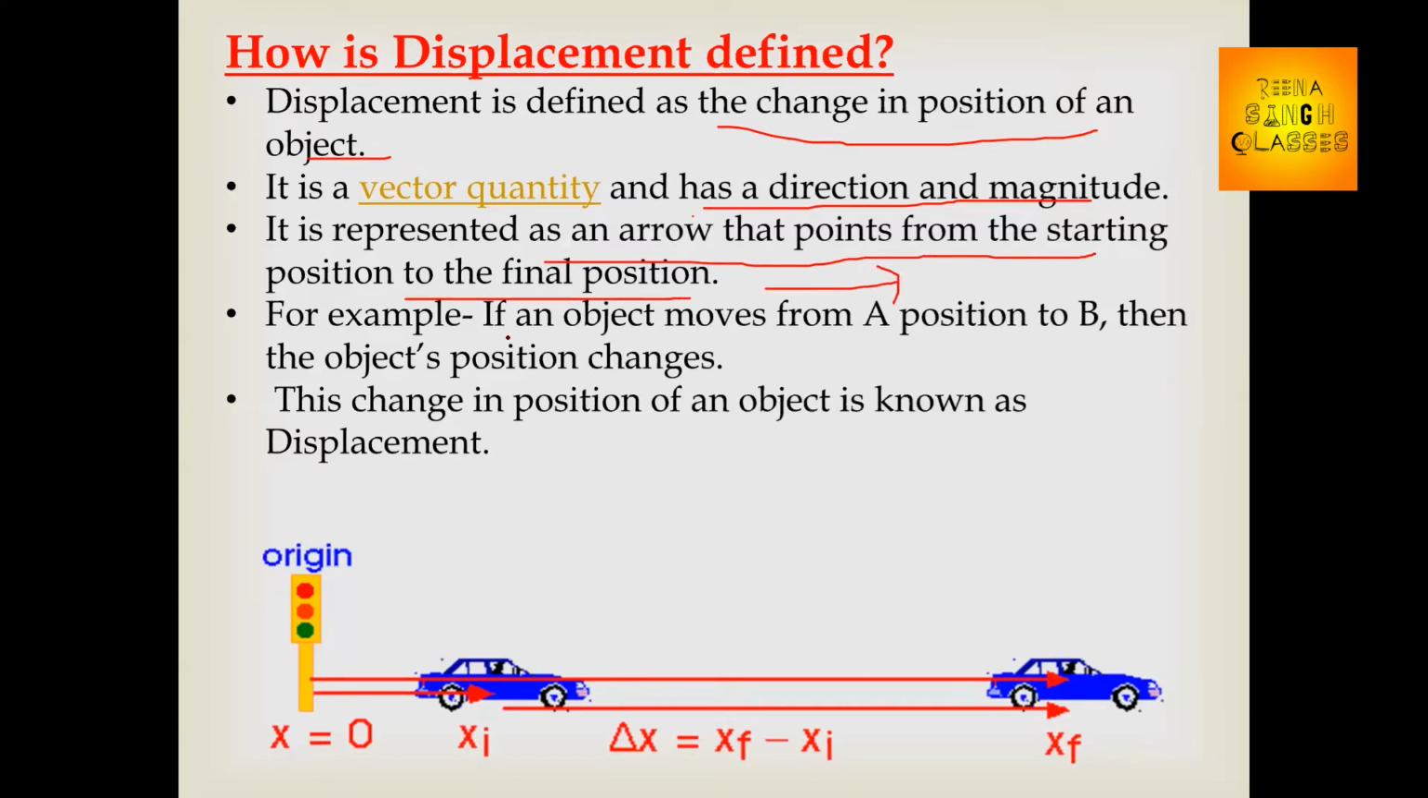For example, if an object moves from point A to point B, then the object's position changes. So in this case, this car is moving. This is the origin point we have taken. It started from this point, which is the initial position. The car moved to this point, so it is the final position. So how is displacement defined in this case? Delta x is equal to final position minus initial position. Delta means change. So change in position is equal to final position minus initial position.